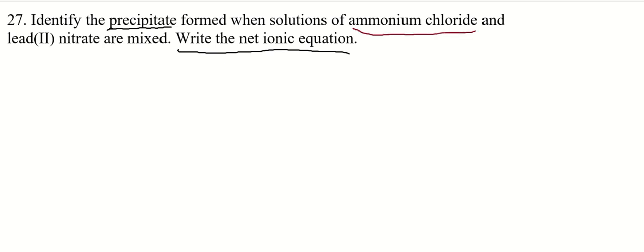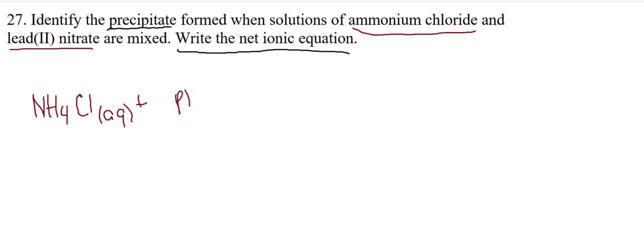Ammonium chloride, and these are solutions. Ammonium is the polyatomic ion NH4 with a 1 positive charge, and chloride is the chloride anion with a 1 negative charge. Those charges are going to cancel each other out, and that's the formula unit. And we'll put AQ to let everyone know that's a solution. It's in water, and that's going to be mixed with lead 2 nitrate.